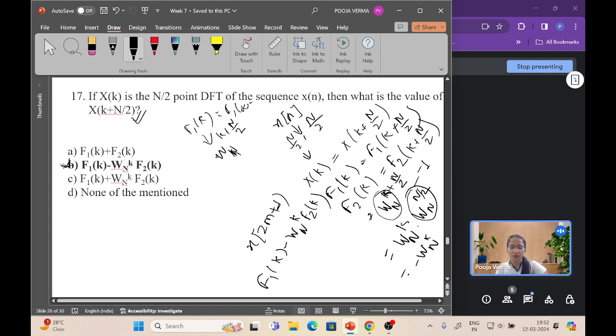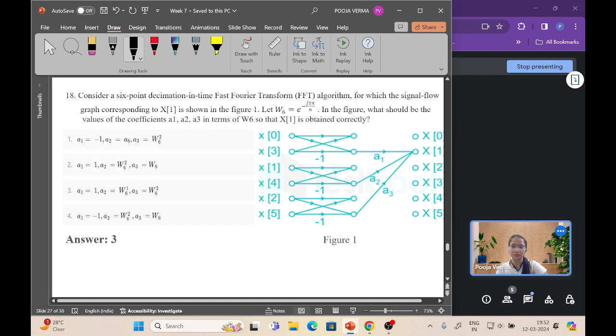Okay, so moving to the next question. Consider a 6-point decimation in time fast Fourier transform algorithm, for which the signal flow graph corresponding to X(1) is shown in the figure. In this figure, let W6 be equal to e to the power minus j 2 pi by 6. In the figure, what should be the values of coefficients a1, a2 and a3 in terms of W6 so that X(1) is obtained correctly?